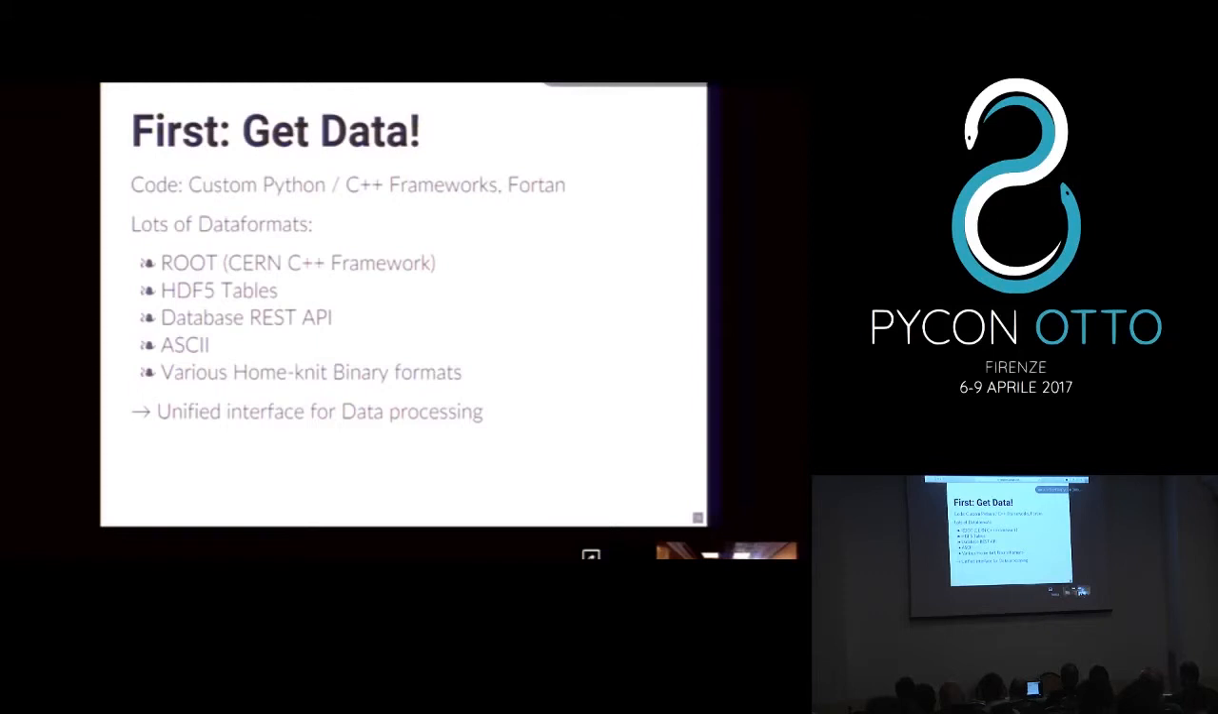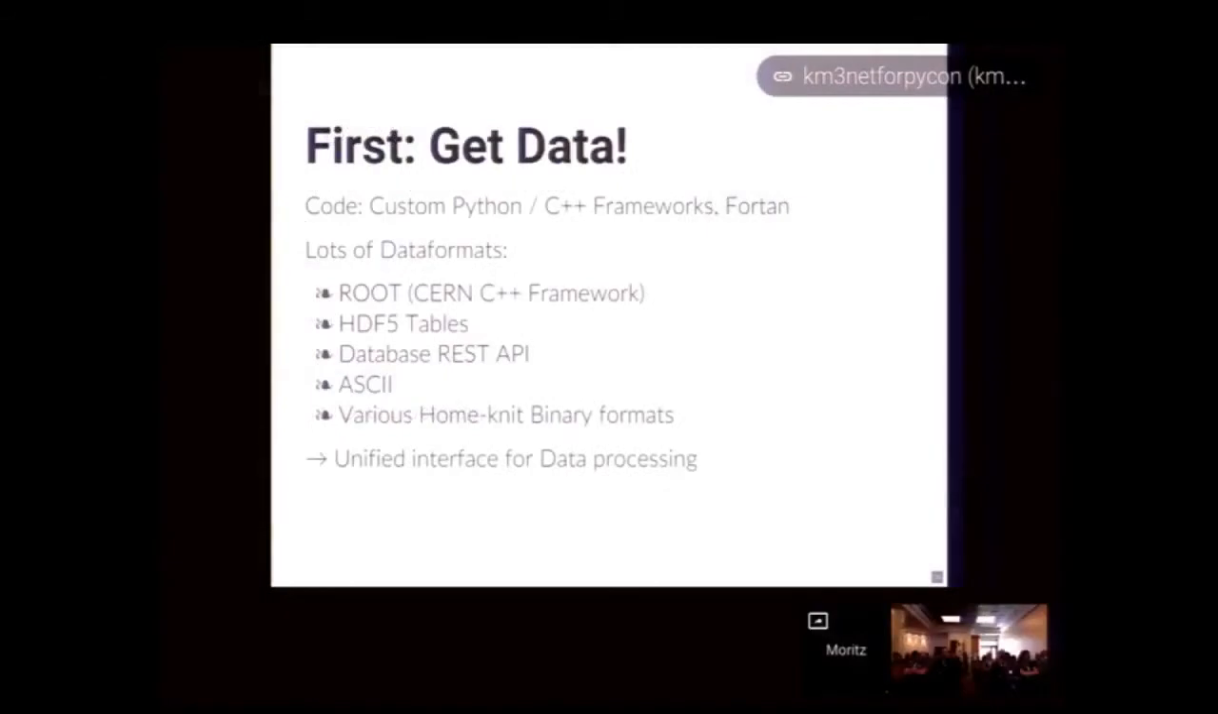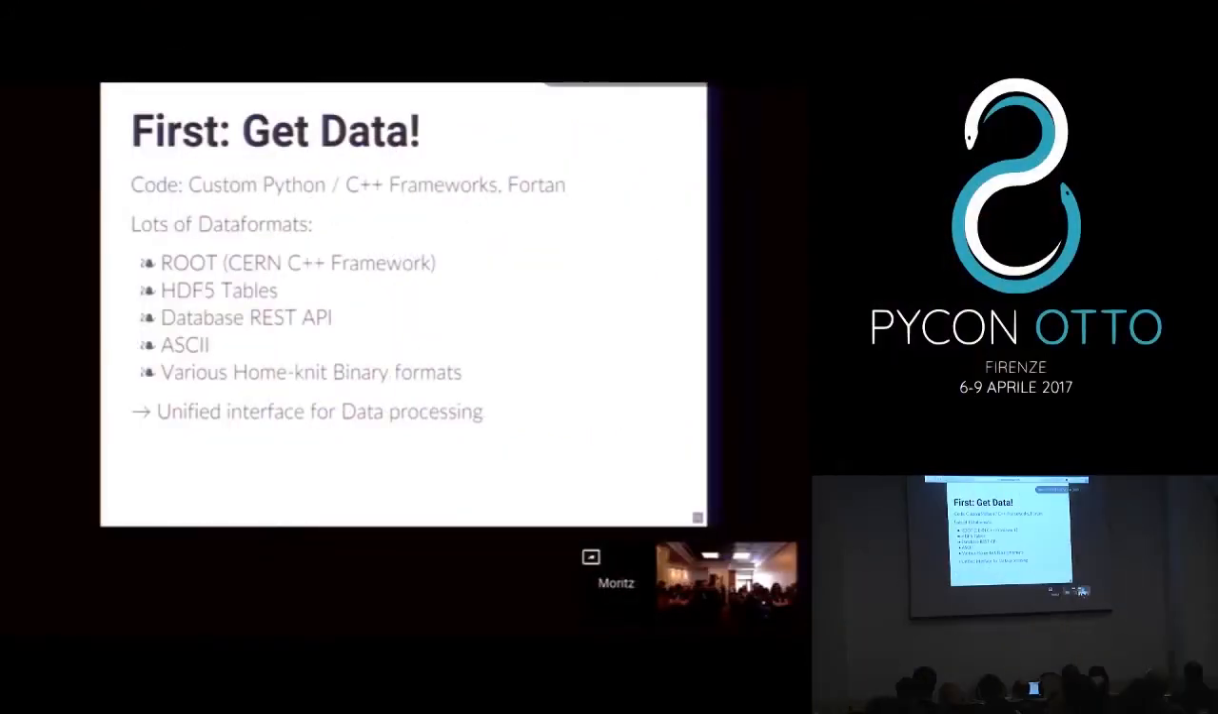We have lots of Python code, lots of our data acquisition and analysis software, plus homemade frameworks. A lot of the simulation code is still written in Fortran. This also means you have a lot of data formats that you need to get around. Many people use the C++ framework from CERN called ROOT, which you may or may not have heard of. And I personally like, for serialization of the large amounts of numerical data we have, HDF5 tables. Then you have a central database, which holds all the calibration data and everything which needs to be queried, which gives you ASCII out. And there are a lot of home-built binary formats in the data acquisition and in the analysis.